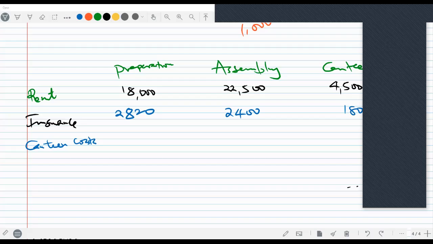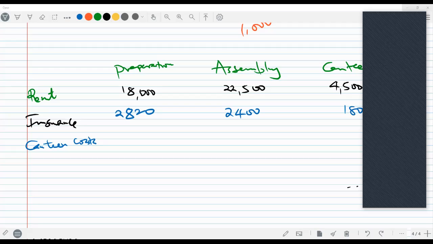We use the employee cost. Don't forget, it's best to use the employee. Employee basis is better because what is the purpose of the canteen? It is definitely more towards offering refreshments to the employees. Therefore, use the number of employees.